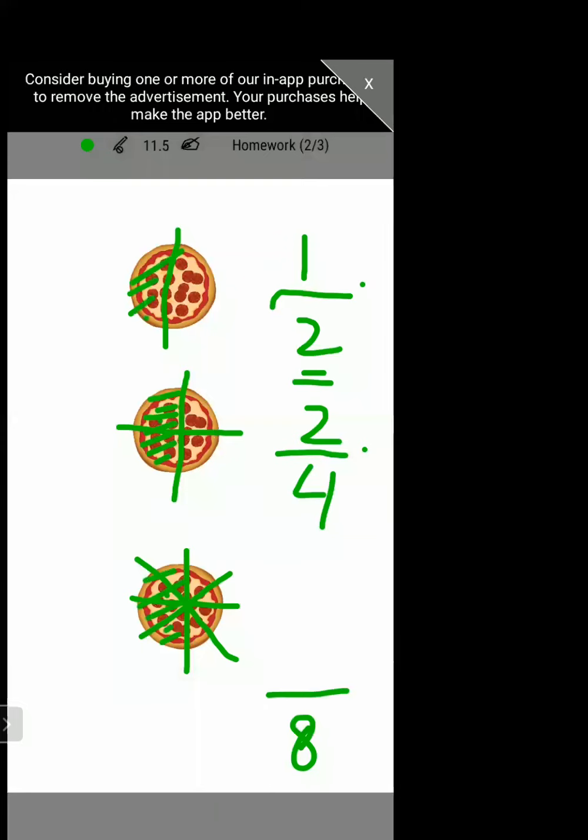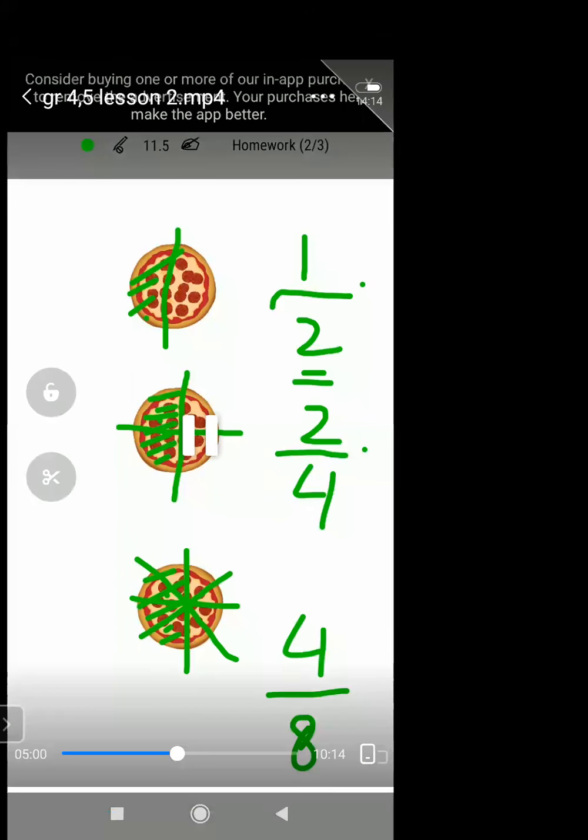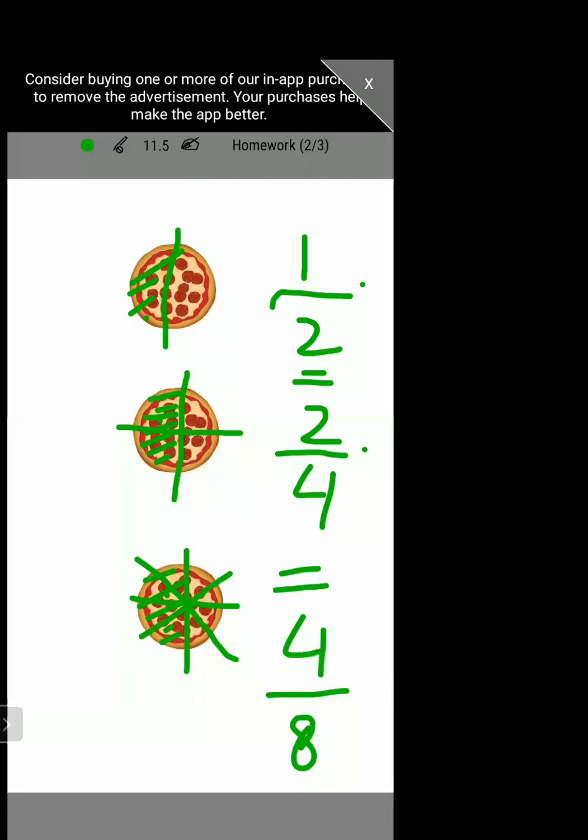of pizza. See, I have shaded that part, and in all three pizzas, that shaded part is the same amount, but the number of pieces is going to be 4 out of 8, right? Now see here that in the first picture it was 1 out of 2, in the second it was 2 out of 4, in the third it was 4 out of 8. All of these fractions: 1/2 equals 2/4 and 2/4 equals 4/8.